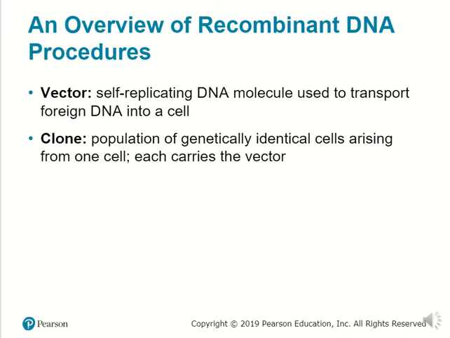Recombinant DNA procedures always involve a vector, which is a self-replicating sequence of DNA used to transport a foreign gene or sequence of DNA into a different cell, as well as a clone, which is a population of genetically identical cells arising from one cell which carried that vector.